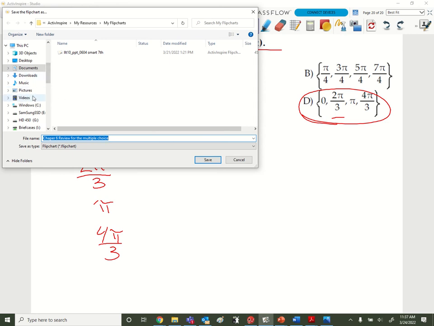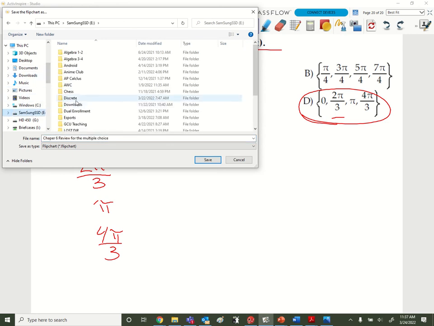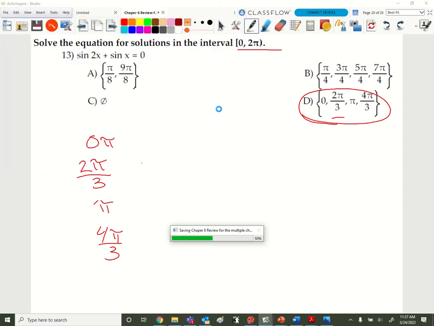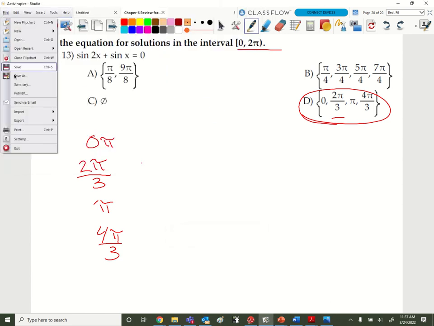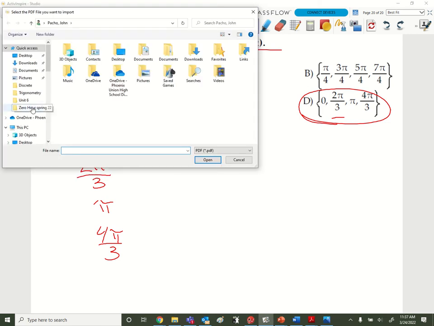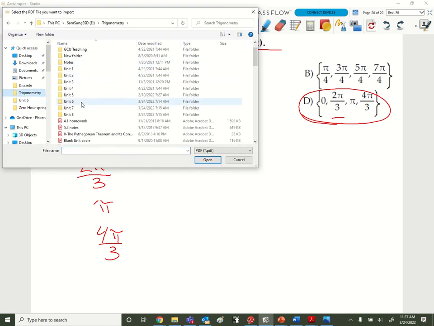I'm still going to do the free response. I just have to save this. File, Import, PDF, Trigonometry, Unit 6.